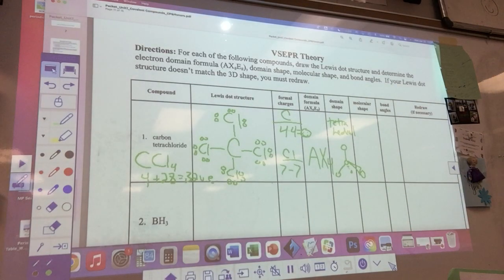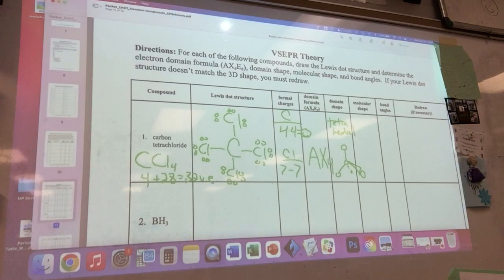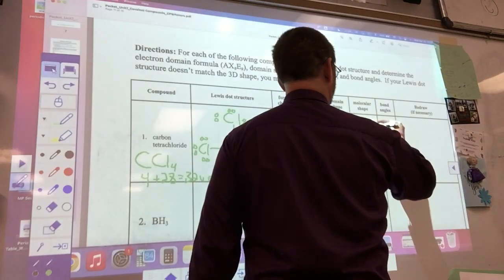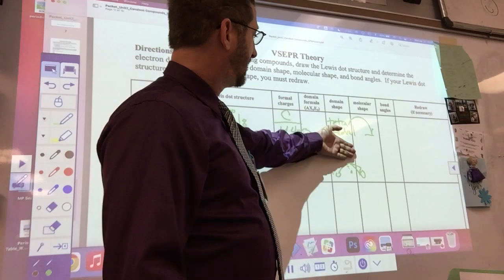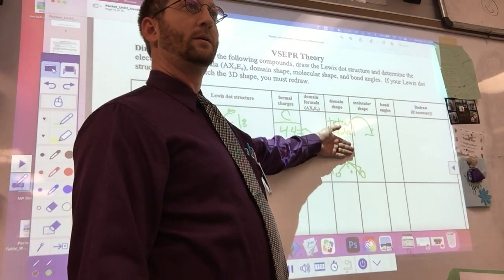Here's the deal. The molecular shape will only be the same as the domain shape if they're all X's. Well, hey, they're all X's. So therefore, I don't have to cover up any of my balloons. So therefore, it's going to be the same exact shape. So tetrahedral, tetrahedral. Now, let's say one of these was an E. Well, then you cover it up. What's left?